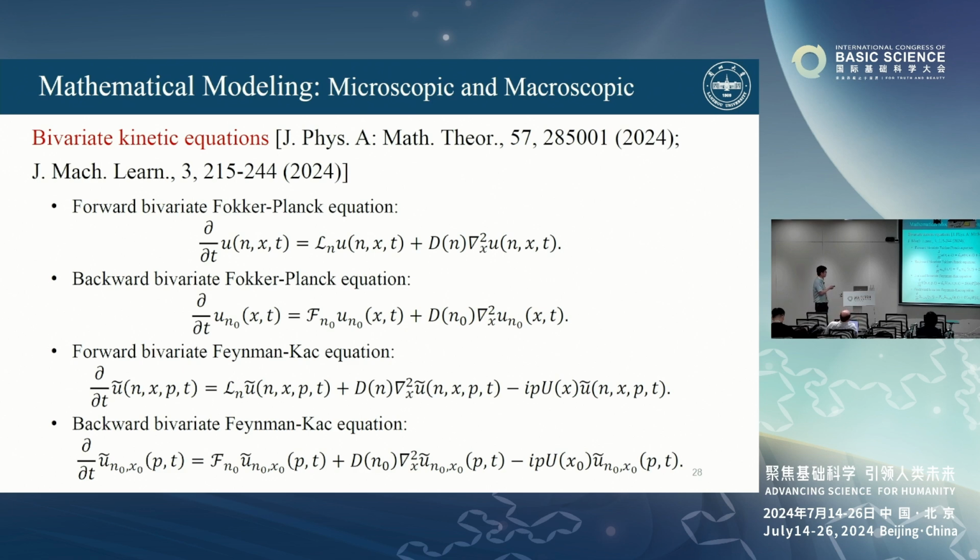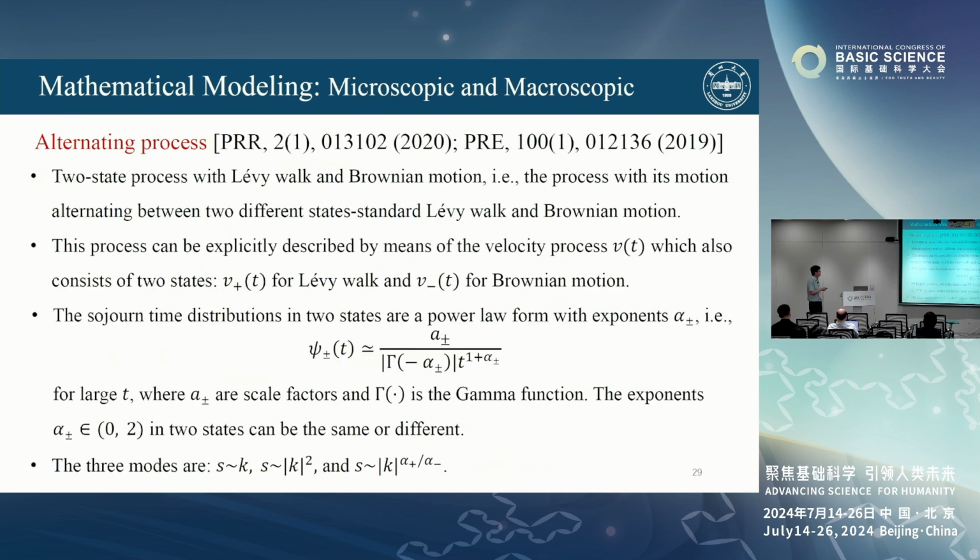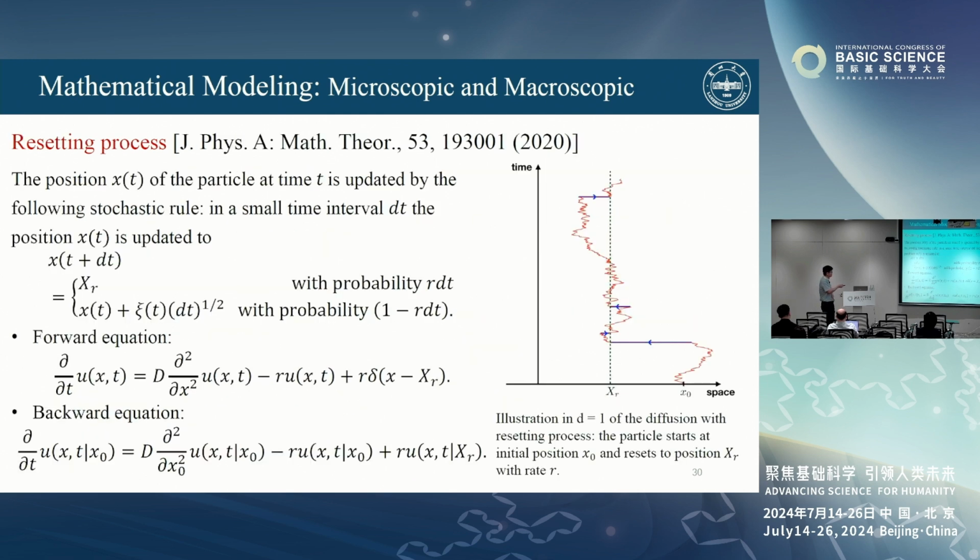This one is for the Fokker-Planck equation for the polymer diffusion. That means with a random coefficient, it is a discrete operator, infinite dimensional. For this diffusion we can also derive the forward and backward Fokker-Planck equations and forward and backward Feynman-Kac equations. Also the alternating process, which has three modes. We can also consider the resetting process for this kind of new process. So we can also derive the forward and the backward equation.